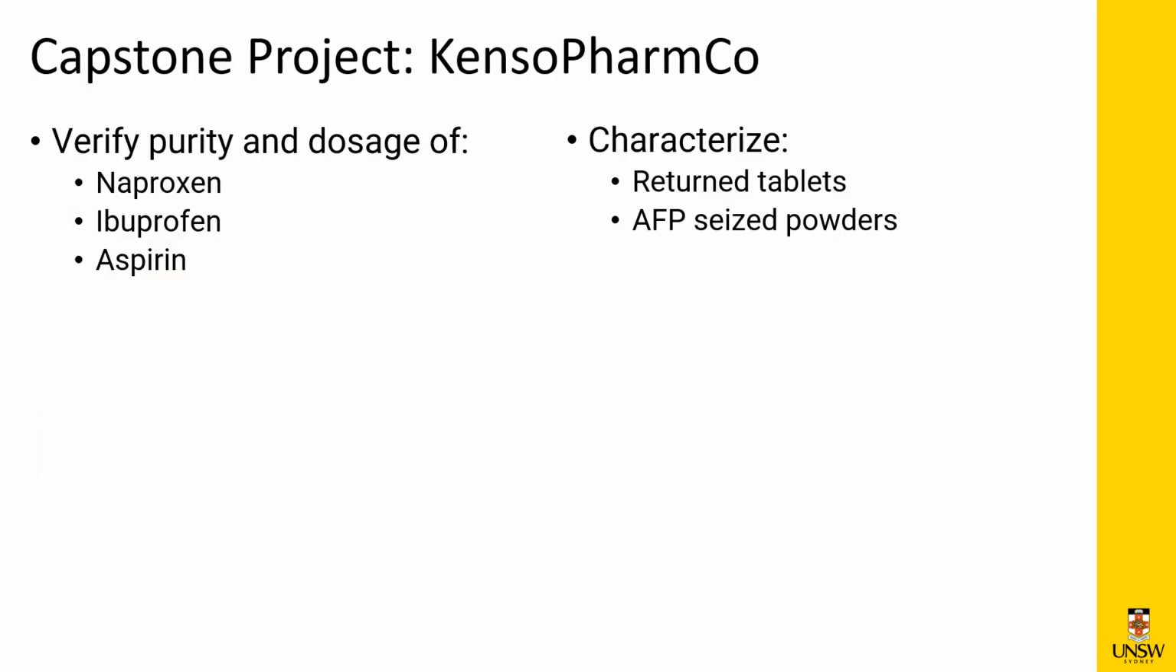For the Capstone project, we were tasked to verify the purity and dosage of naproxen, ibuprofen, and aspirin tablets produced by Kenso Farm Co., as well as the characterization and analysis of customer return aspirin pills, comparing the returned product to the powder ingredients seized by the Australian Federal Police during their investigation into the clandestine production of medicinal tablets, and determine the health risks it poses.